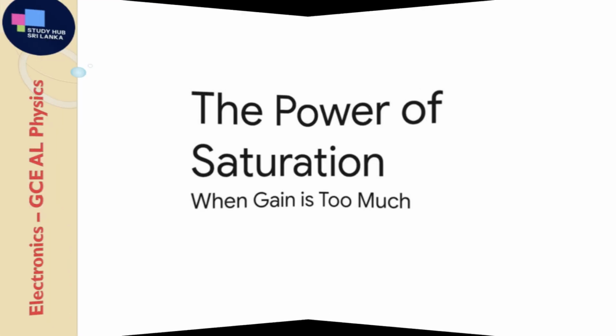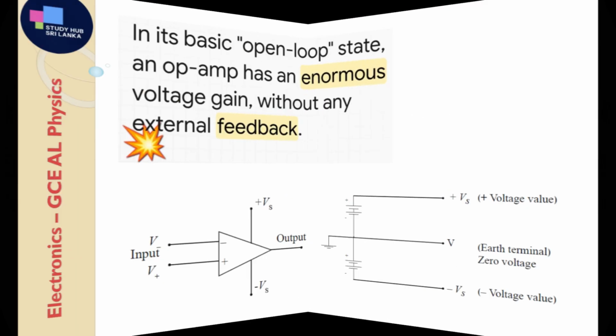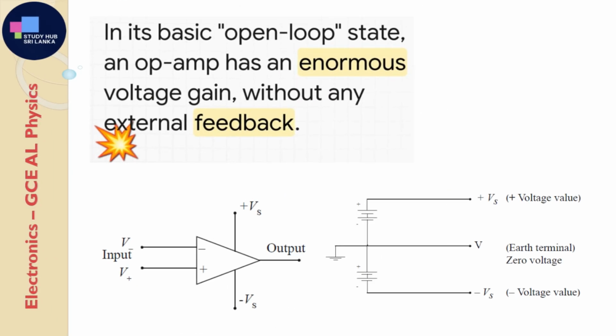All right, now we need to talk about the op-amp's most famous feature, which, at first glance, seems like a massive problem. It's all about its incredible power and this idea of saturation. See, if you just take an op-amp as is, with nothing connecting the output back to the input, we say it's in an open loop state. And in this state, its power to amplify is, well, it's not just big. It is enormous, almost ridiculously big.